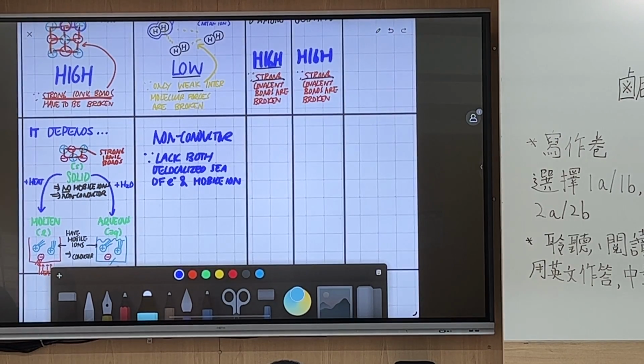Okay? We're working on it. We're filling in this worksheet. It's blank.